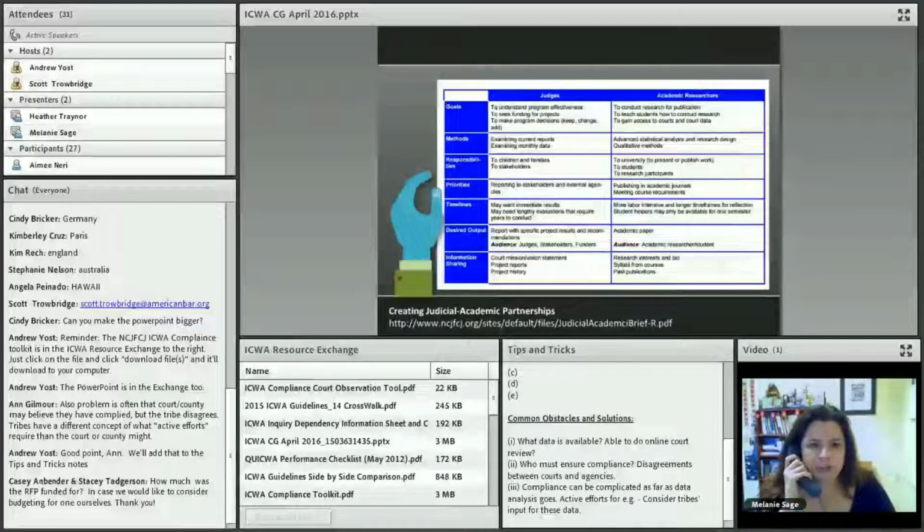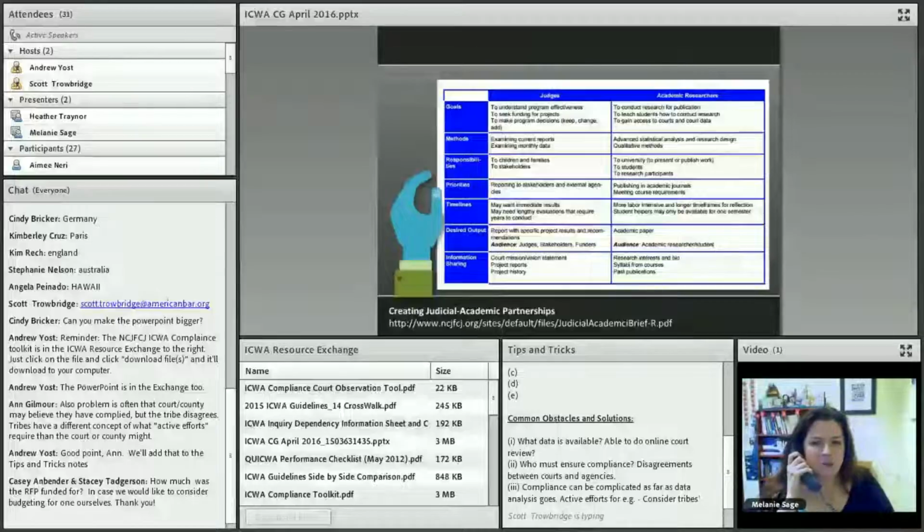So one of the things that I want to talk about is that there is some tension between the work of court systems and the work of academic researchers. There's a really good resource here from NCJFCJ on creating judicial academic partnerships that points out some of these tensions. So often the court systems want to understand their data, sometimes want a pretty quick turnaround, want to be able to make quick decisions. And us academic research types, we want to move things so that we can disseminate them.